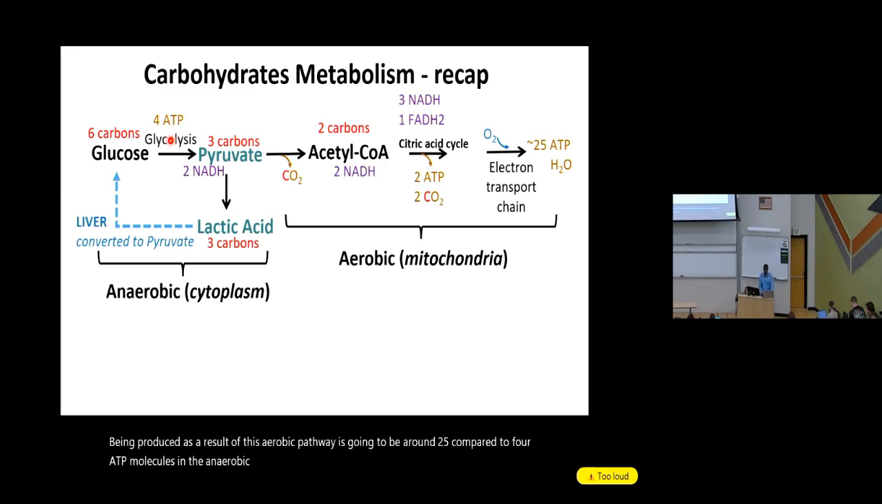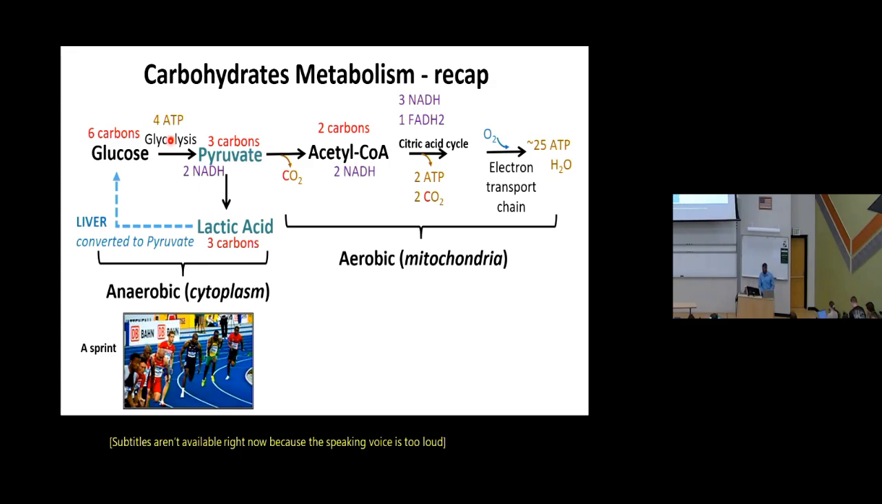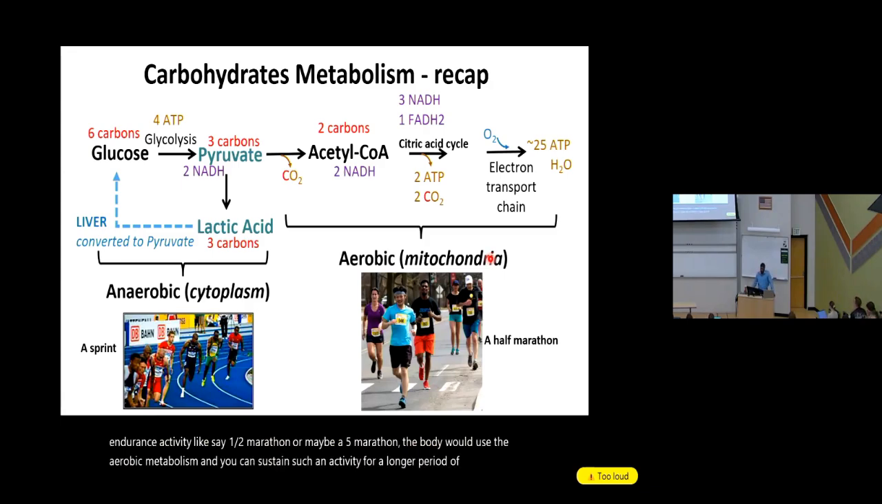And so that is why when a person is sprinting and needs ATP to be produced very quickly, the body would use anaerobic metabolism, whereas if you are engaging in a more endurance activity like a half marathon or maybe a 5-mile run, the body would use aerobic metabolism, and you can sustain such an activity for a longer period of time because you have more bang for your buck. You have more ATP produced from the existing substrate.